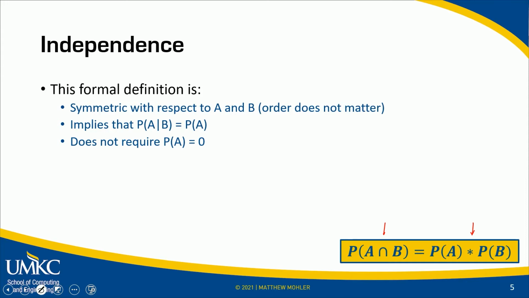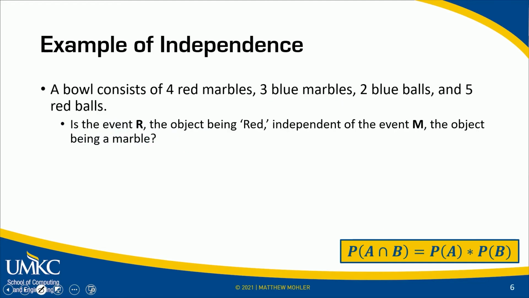So using this definition, let's go ahead and work a problem. So let's say that we have a bowl, and in that bowl we have 4 red marbles, 3 blue marbles, 2 blue balls, and 5 red balls. So the question we might ask here is the event R, and we'll say that's just the object being pulled, whether that's a marble or a ball, being red, is that event independent of the object being a marble? And we'll call that event the event M.